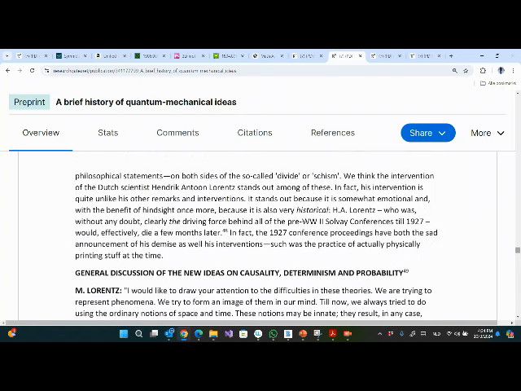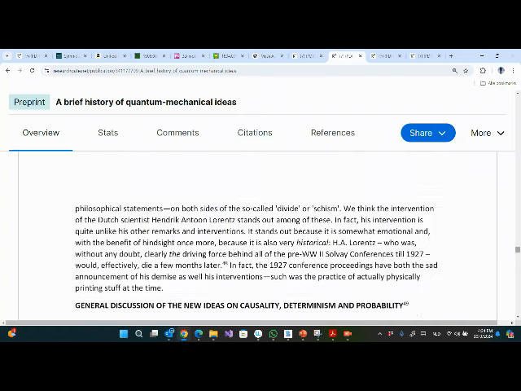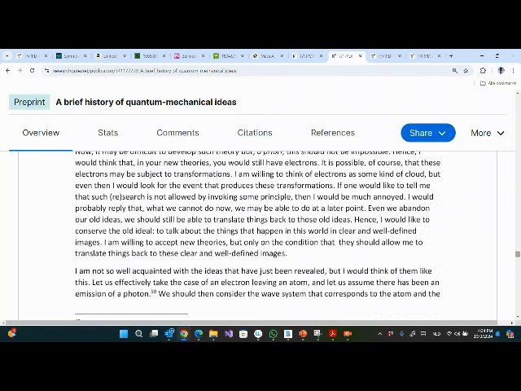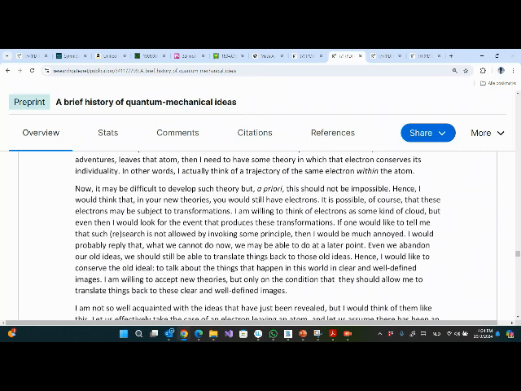For the rest, maybe I want this. You will say, well, what does it matter really? Well, I'm still thinking about the watershed conferences, the Solvay conference, for instance, where Lorentz said to Bohr, I don't see your new ideas very well, and if they are worthwhile, then we should still be able to translate things back to the old ideas. I would like to conserve the old ideal, to talk about the things that happen in this world in clear and well-defined images, by which he means motion in space and time. I'm willing to accept new theories, but only on the condition that they allow me to translate things back to these clear and well-defined images.